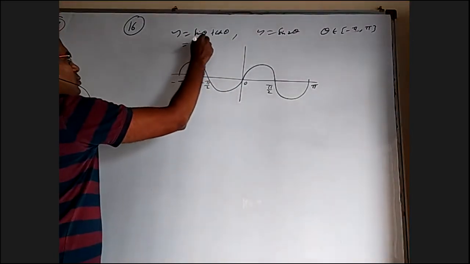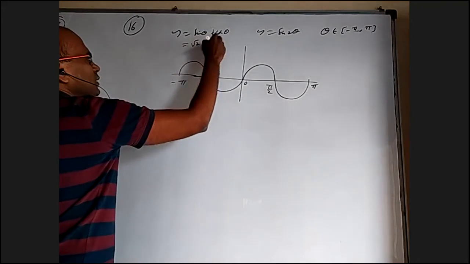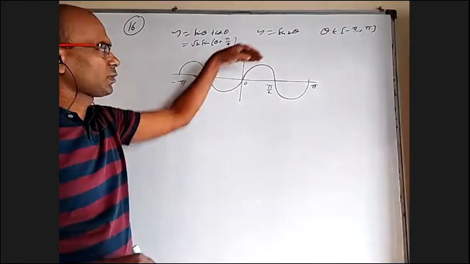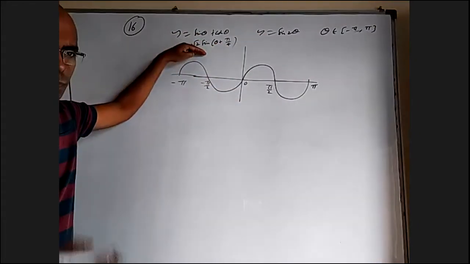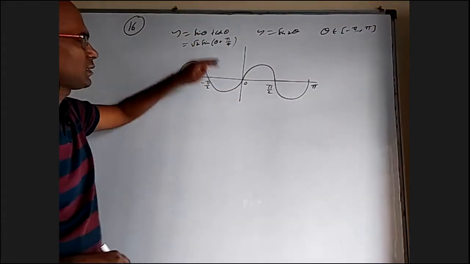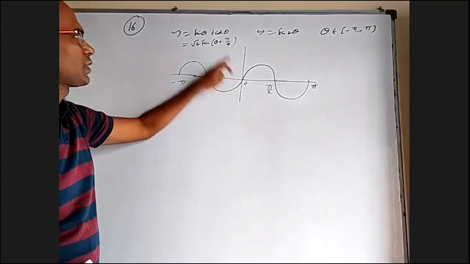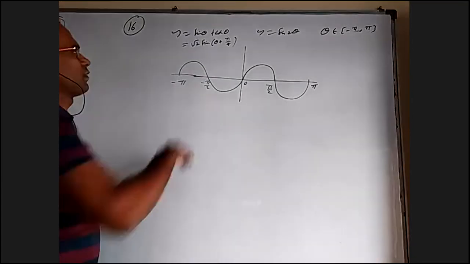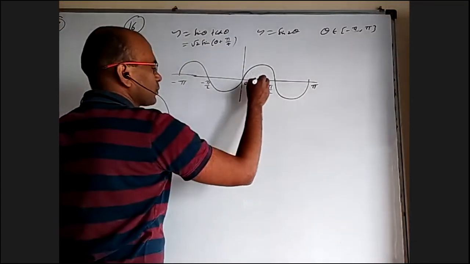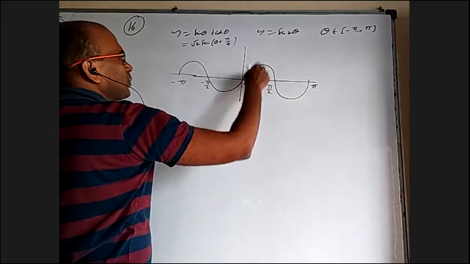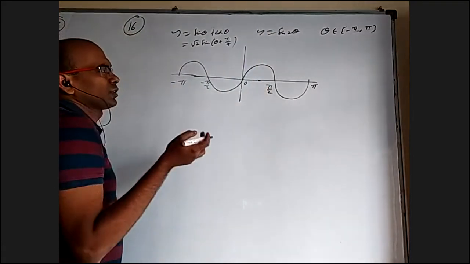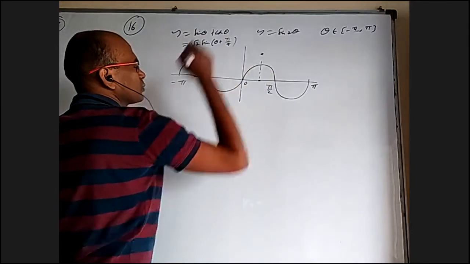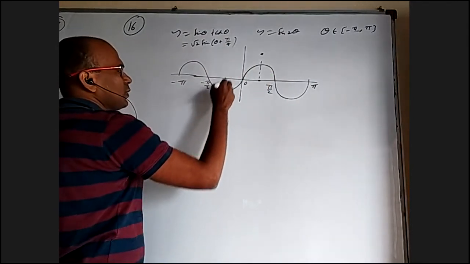I can write this as root 2 sine of theta plus pi by 4. This one has maximum 1, minimum minus 1, whereas this one has maximum root 2, minimum minus root 2. The graph normally starts at 0, but now this one starts at minus pi by 4, a little back, that's all. Both are attaining their max at pi by 4 only. At pi by 4, this is 1 and this is root 2. It's starting at minus pi by 4.